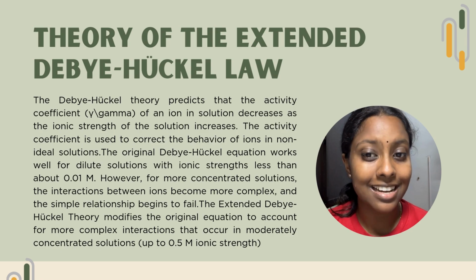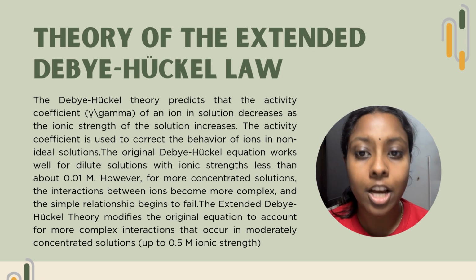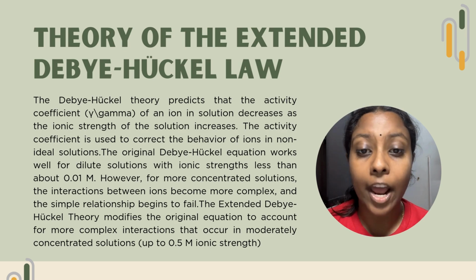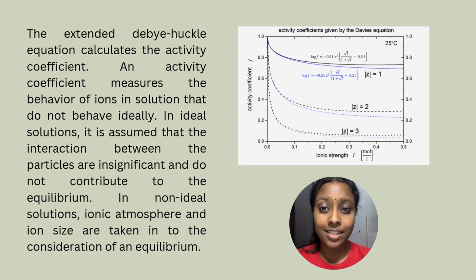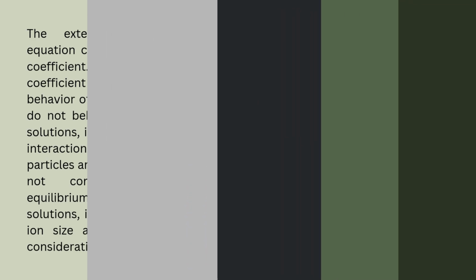The extended Debye-Huckel theory modifies the original equation to account for more complex interactions that occur in moderately concentrated solutions up to 0.5 molarity ionic strength. The extended Debye-Huckel equation calculates the activity coefficient. An activity coefficient measures the behavior of ions in solution that do not behave ideally. In ideal solutions, it is assumed that the interactions between the particles are insignificant and do not contribute to the equilibrium. In non-ideal solutions, ionic atmosphere and ion size are taken into consideration in an equilibrium.